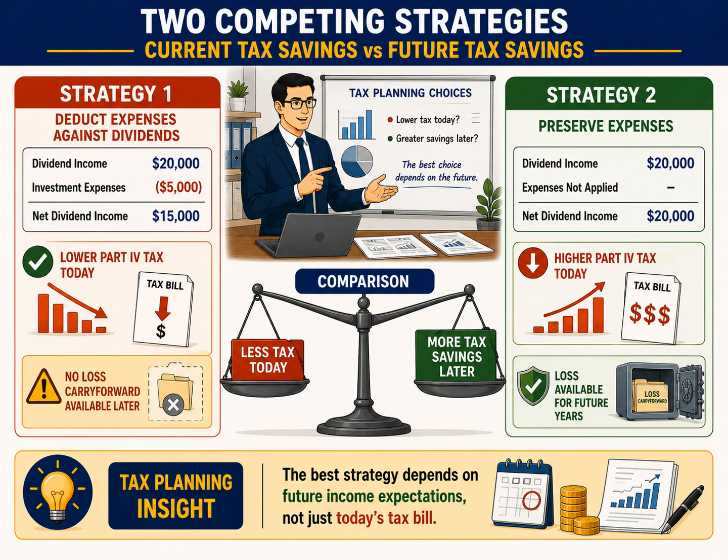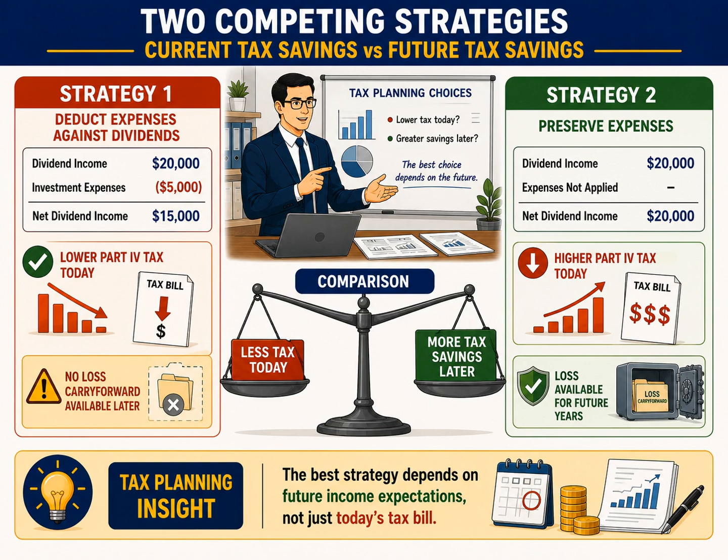Instead of applying the expenses against dividend income, the corporation preserves the expenses or allows a loss position to remain available. In this scenario, dividend income remains at $20,000, meaning Part 4 tax is higher in the current year. At first glance, this appears worse. The corporation pays more tax today, but notice the benefit at the bottom of the panel. The corporation now retains a tax attribute that may be used in future years.